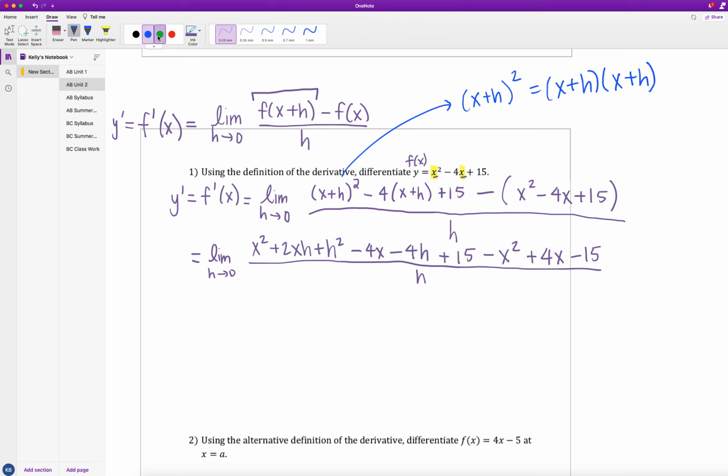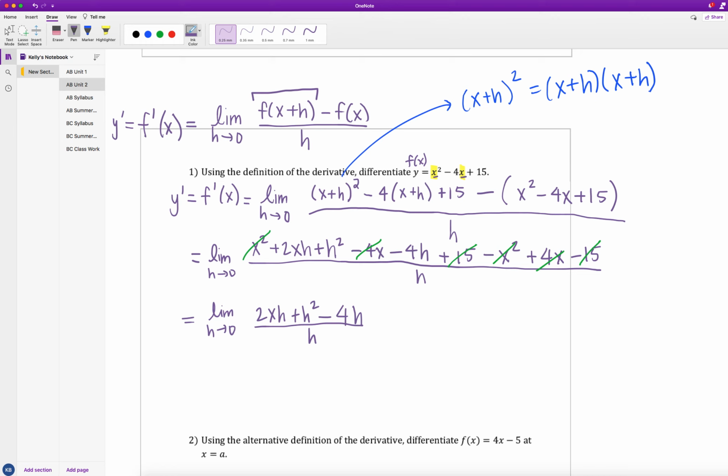Now from here, I want to see if I can cancel any like terms. So the x squared and the negative x squared will cancel. The 2xh will not cancel, neither will the h squared, but that negative 4x and the positive 4x will cancel, then the plus 15 and the negative 15 will cancel. So what we're left with then is the limit as h approaches 0 of 2xh plus h squared minus 4h all over h. Now I cannot combine any like terms from here, but I still need to algebraically manipulate this, because if I do a direct sub again and I sub in 0 for h, I end up with 0 over 0.